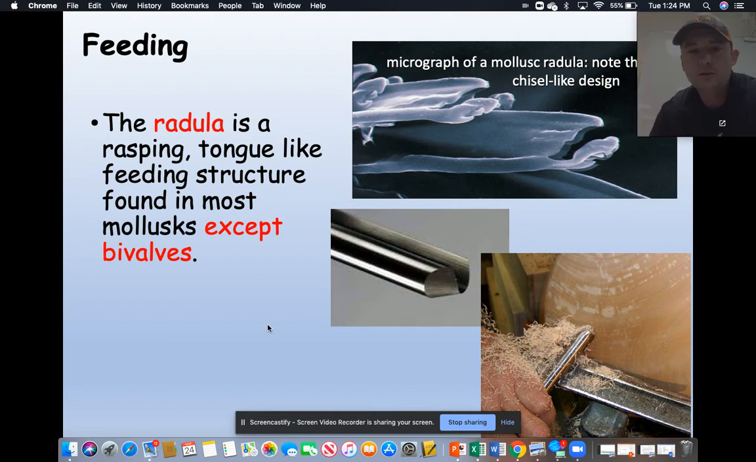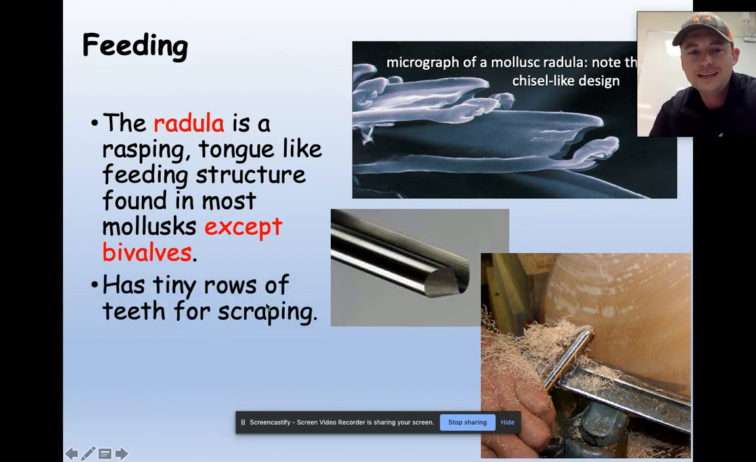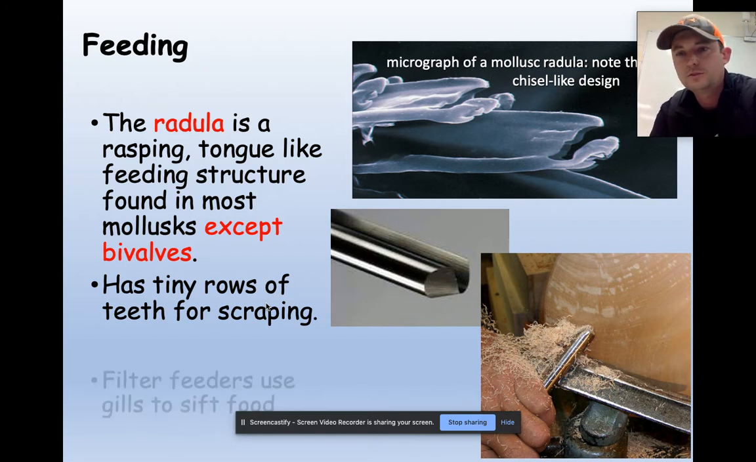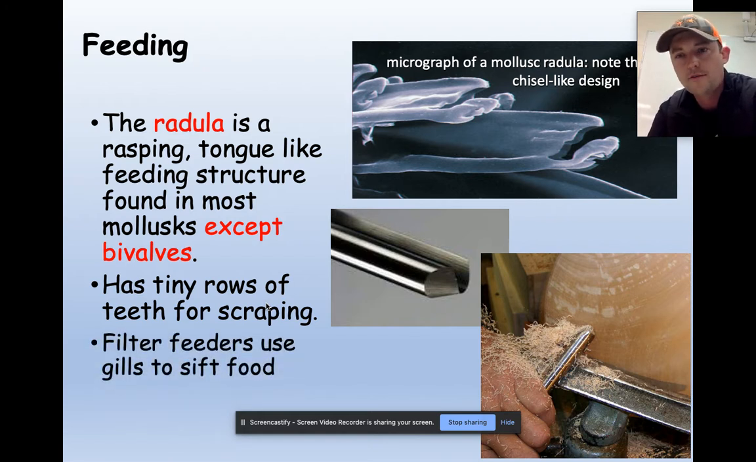And so they'll use this tongue as essentially tiny rows for scraping. Those that are scavengers will just kind of scrape their food, and same for predators. But again, not all mollusks have a radula. Some of those, such as bivalves, are filter feeders, so they'll use their gills to sift food.